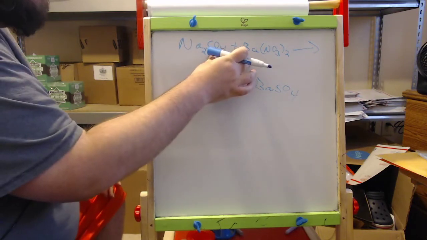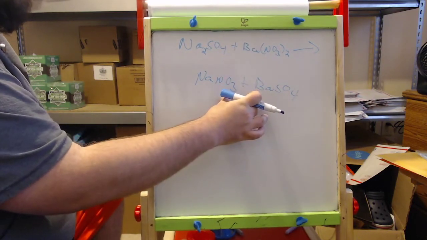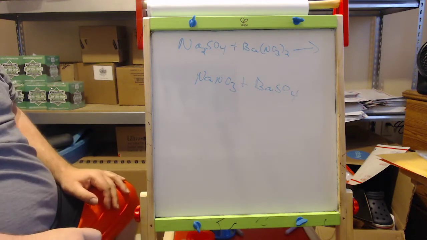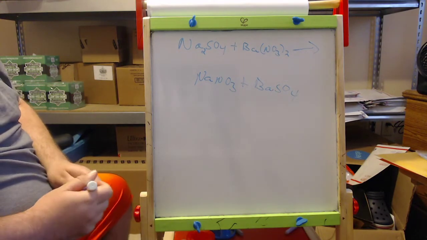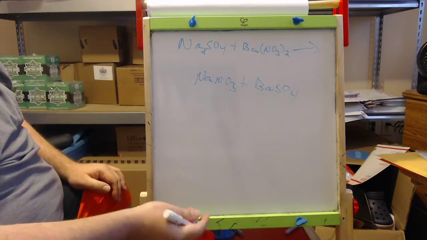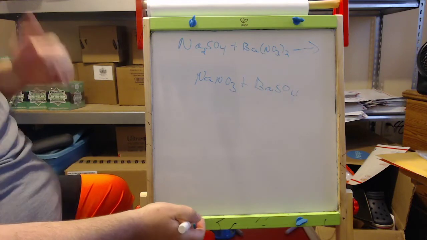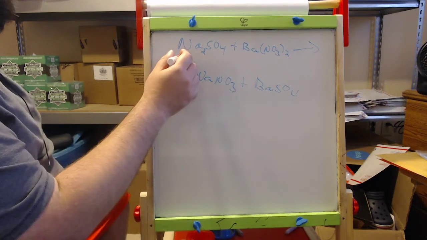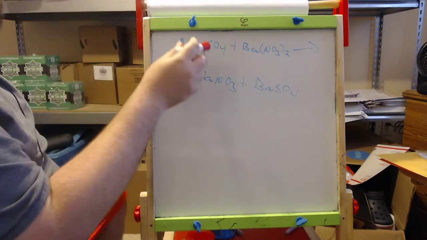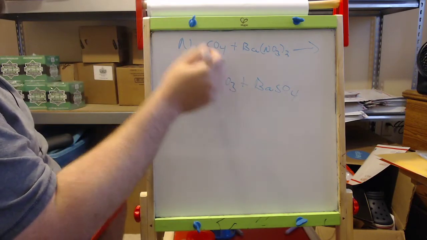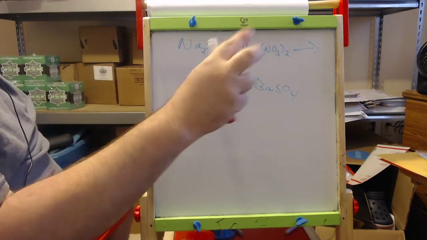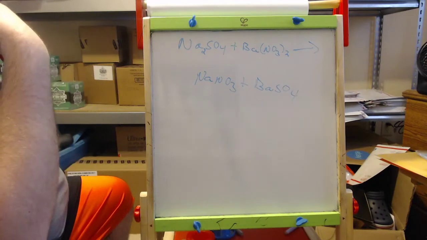The left-hand side is known as the reactants. The right-hand side is known as the products. And if I have my products and my reactants, they have to, in a chemical reaction, follow the law of conservation of mass. Which means that whatever number of sodiums or bariums or whatever it is I have on the reactant side, I need the same number on the product side. This reaction is currently written in what we call the unbalanced form.